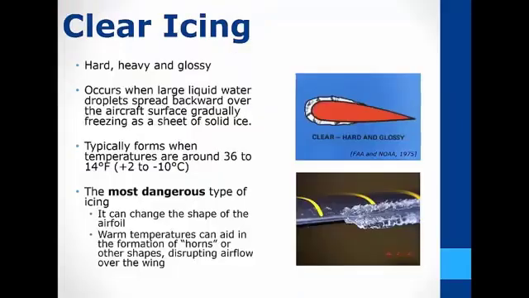Clear ice, on the other hand, takes a little bit longer to freeze, and it's typically made of larger drops. Larger drops hit the surface of the wing and spread out over time, and as the drop spreads out before it freezes, it releases that air. So you get clear ice, or ice that you can easily see through, and that forms generally at temperatures around 36 to 14 Fahrenheit. It is the most dangerous type of ice, however, because it's relatively heavy and cannot be easily knocked off by anti-icing equipment.